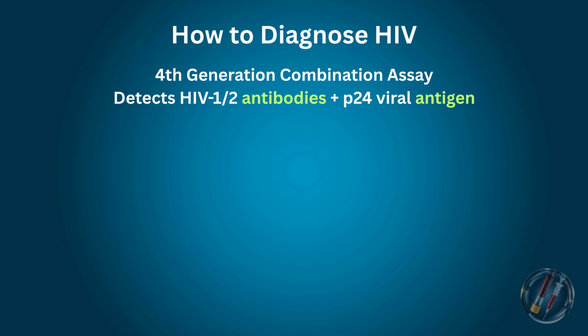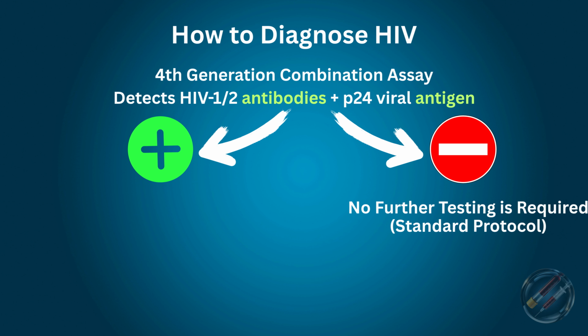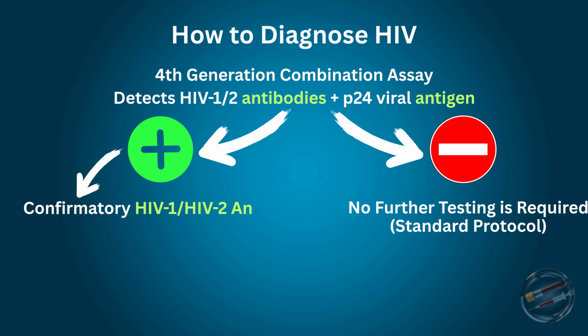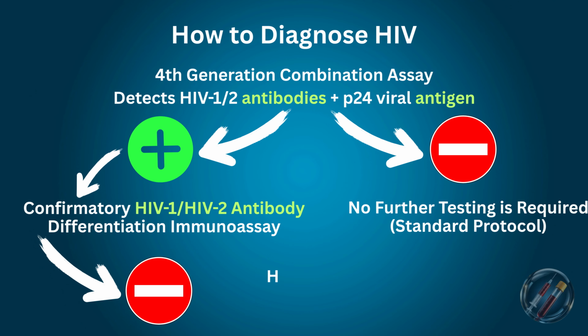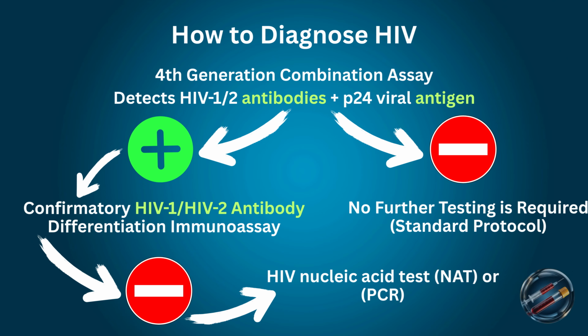Subsequently, if this initial screening returns a positive result, a confirmatory HIV-1 and HIV-2 antibody differentiation immunoassay is performed to establish whether the patient has HIV-1 or HIV-2. However, if the screening is positive but this confirmatory antibody test is negative or indeterminate, clinicians must order an HIV nucleic acid test or PCR. Specifically, this step looks directly for viral RNA to catch an ultra-early acute infection.